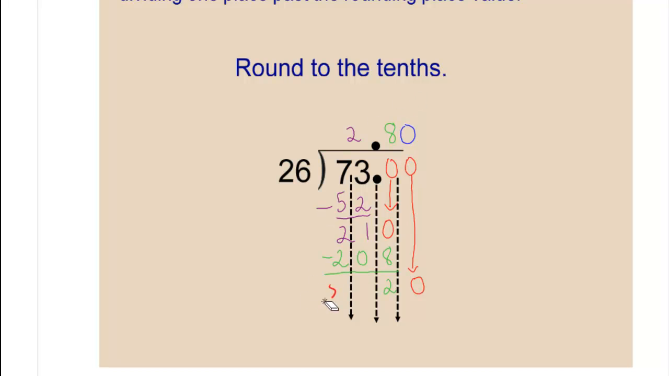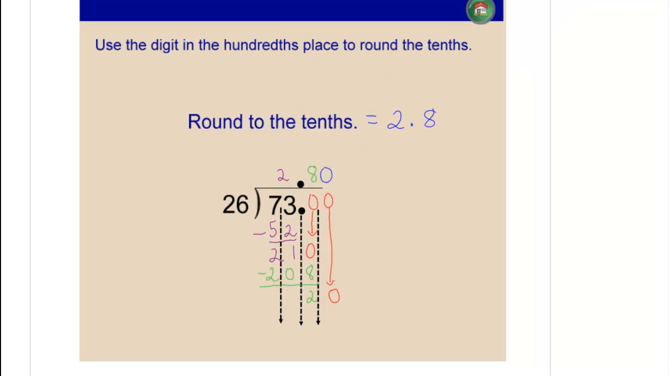So now I'm ready to round, now that I've taken the answer out to the hundredths place. I'm going to look at the hundredths place, and since the number in the hundredths place is a 0, that's obviously less than 5, so my 8 will stay an 8 instead of rounding up to a 9. So the answer rounded to the nearest tenths is 2.8. If you had been asked to round this to the nearest whole, what would you have ended up with?